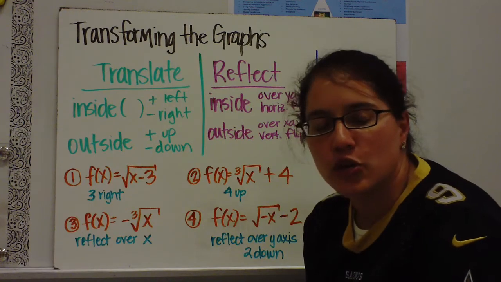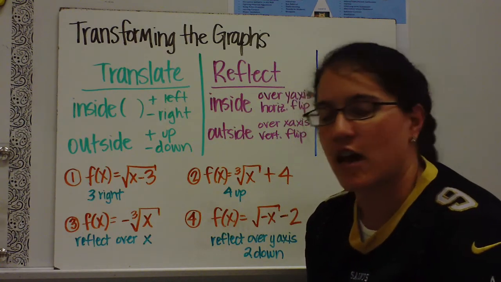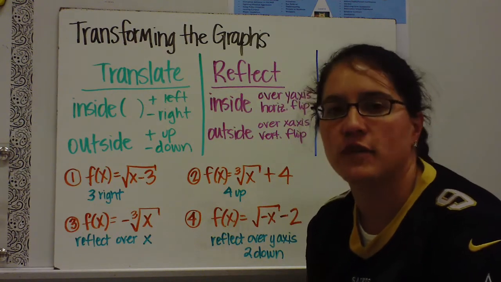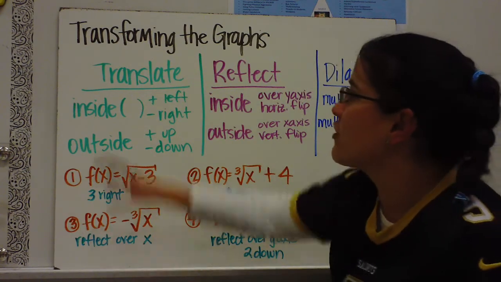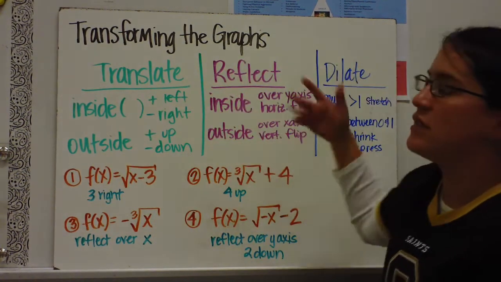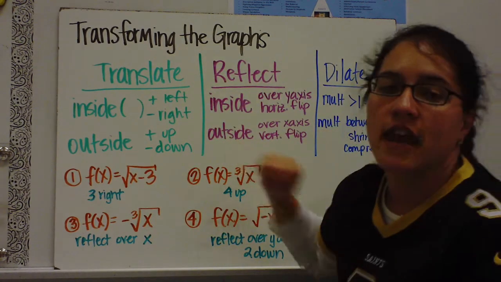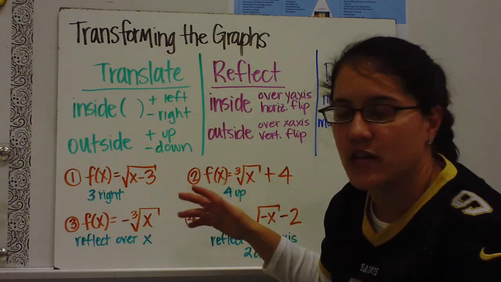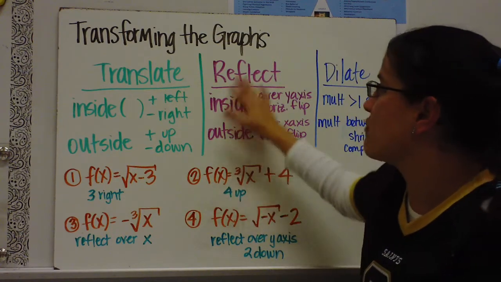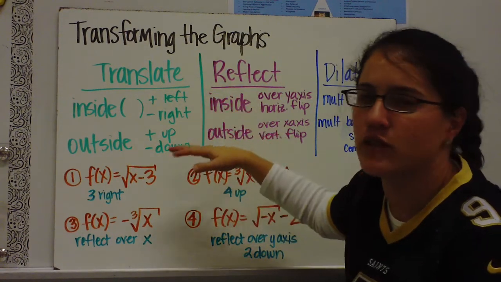Transforming a cube root or square root. We've done a lot of transforming. It seems like every function we have, we transform it. And I've given you just a few hints and reminders. Translating, reflecting, and dilating. Nothing new. It's everything we've done so far. And in the reflecting, this part can sometimes get a little confusing.